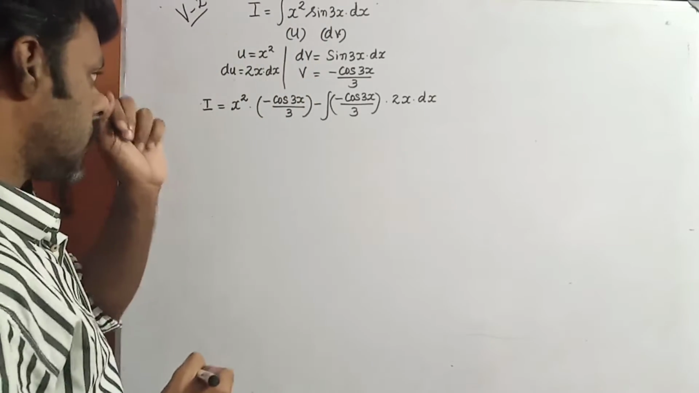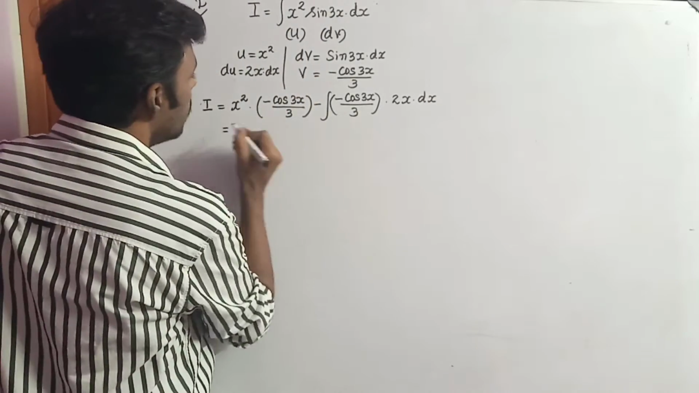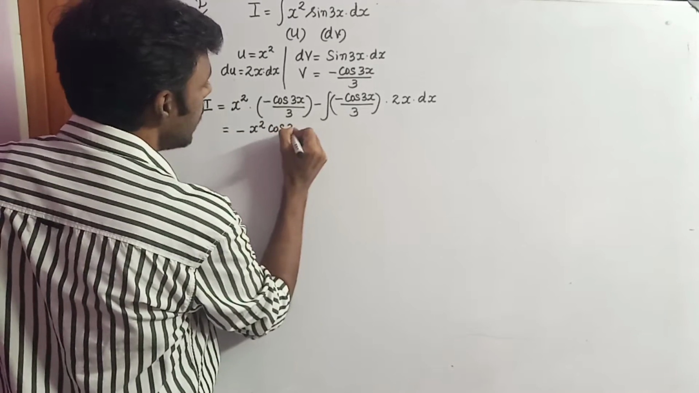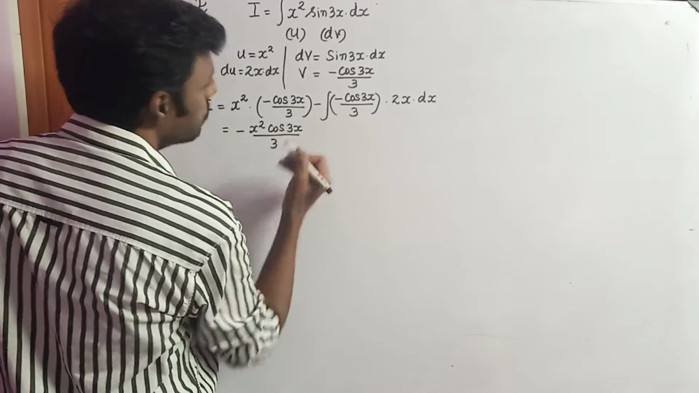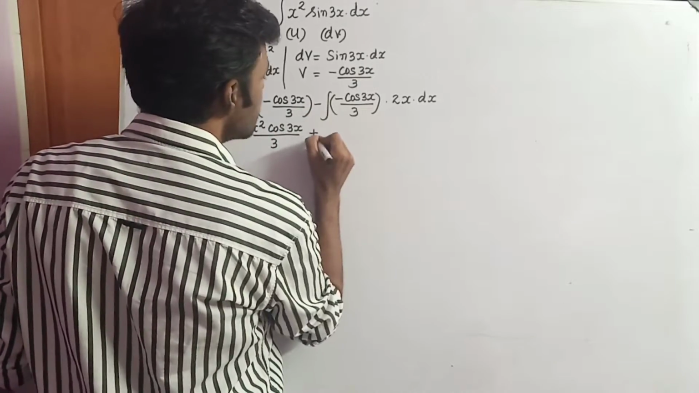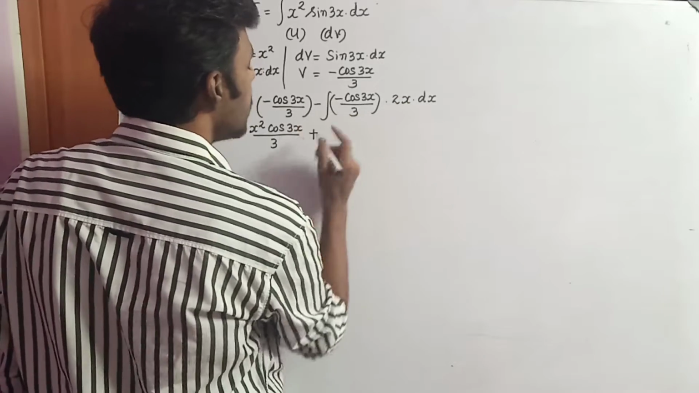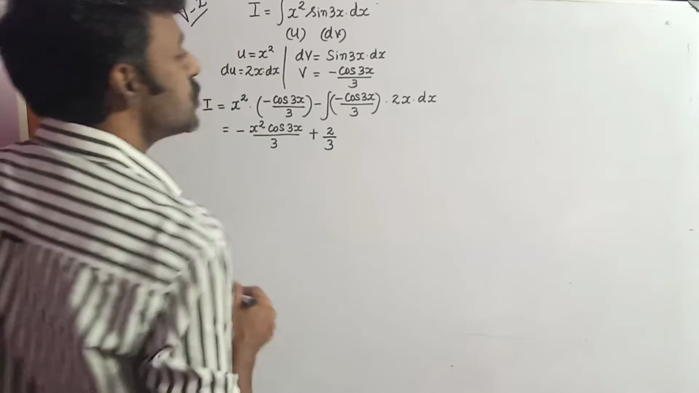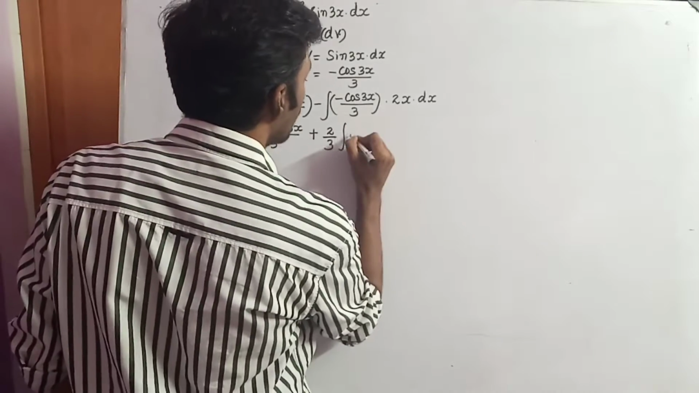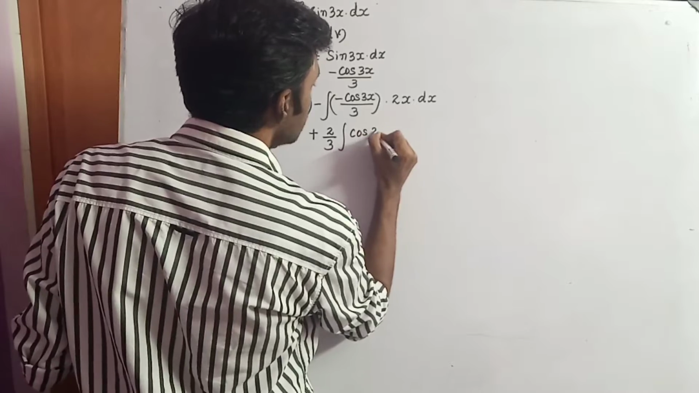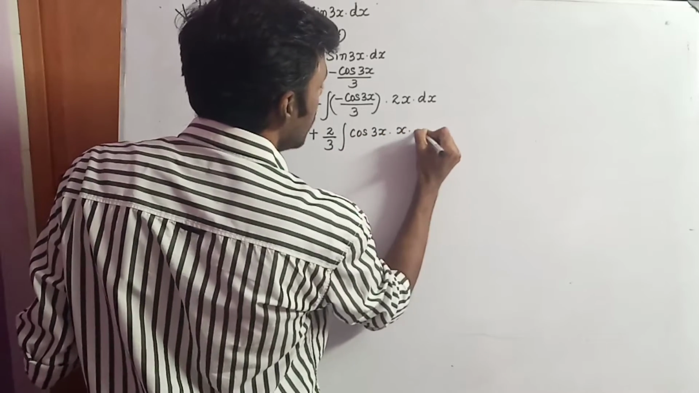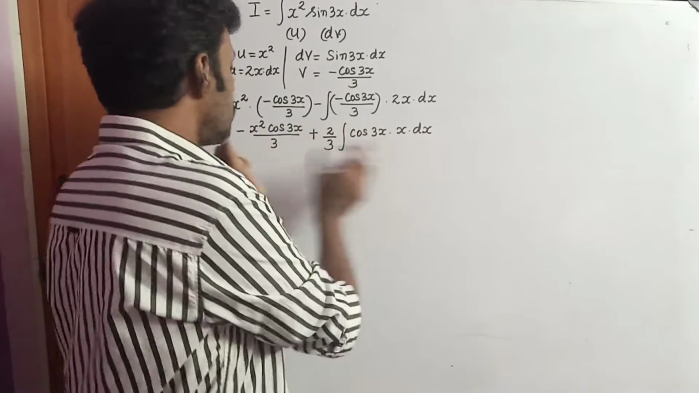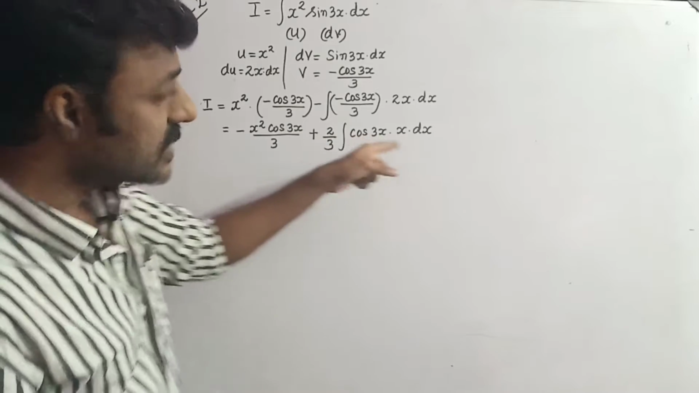This is equal to minus of x squared into cos 3x divided by 3. Minus into minus will be plus. I am taking this 2 by 3 outside the integral as a constant term, so it will be plus 2 divided by 3 into the integral of cos 3x into x into dx. Here again, this is the term which we are getting, and here again there is a warning signal.